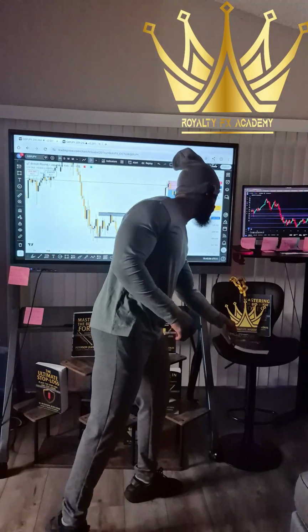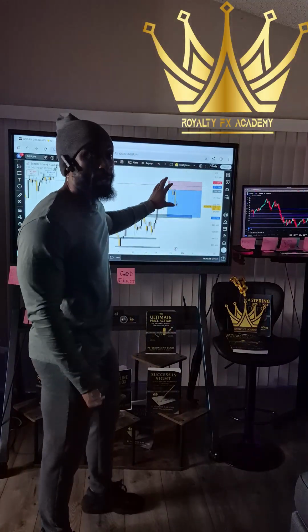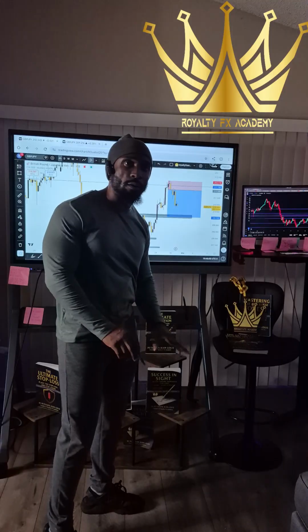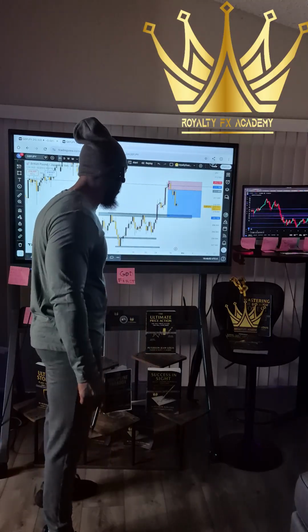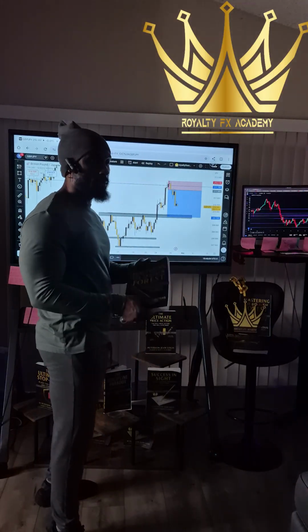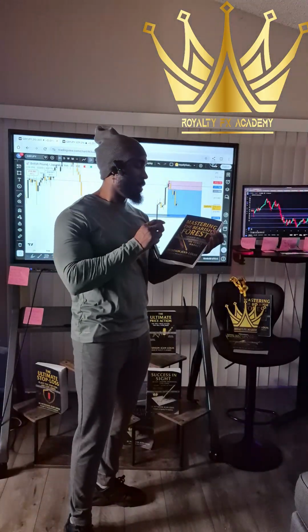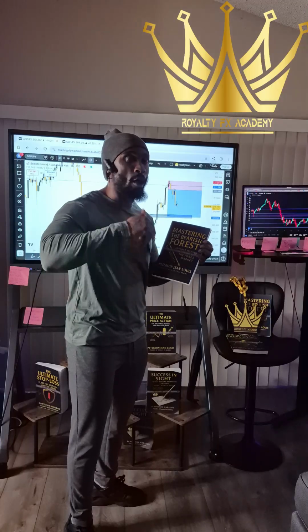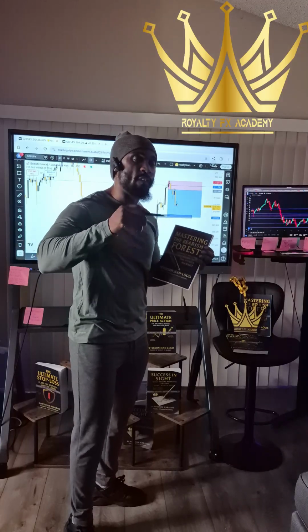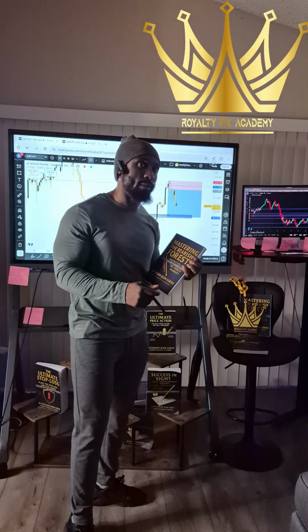Now, this is a selling setup, meaning this is a setup that you took for the market to fall. So guess what I have for that? Mastering the Bearish Force. Mastering the Bearish Force is the book that covers everything about selling setups, how it would look before it sells, and all the different variations of how it would look.